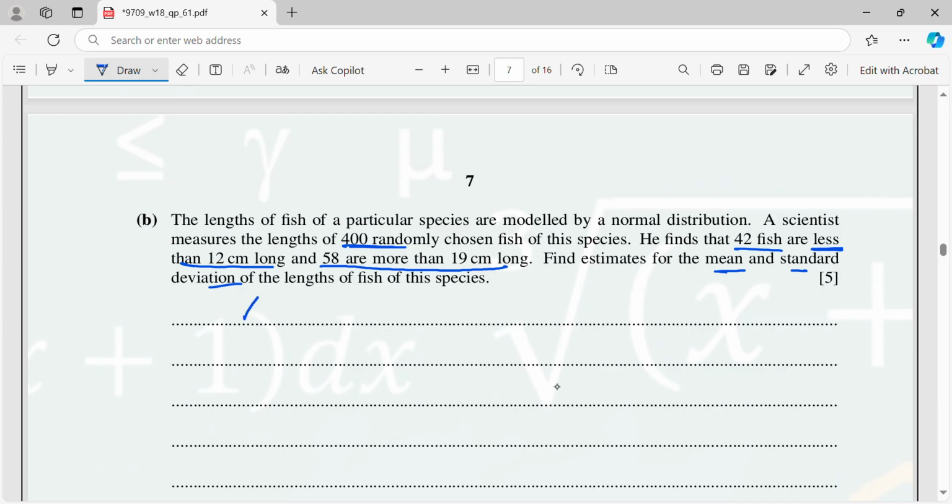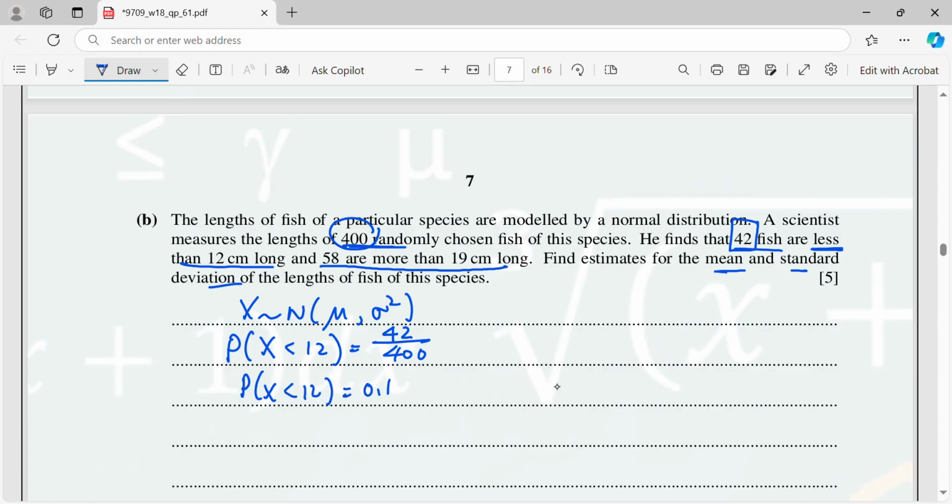Okay, so now basically the mean and variance are not given, so I will just write mu and sigma squared first. It's mentioned that out of 400, you find that 42 are less than 12 centimeters long. That means I can convert it into probability. So X is less than 12 centimeters long. That is 42 out of 400. Okay, so when you divide, that becomes the probability. So that means now here you are getting P(X less than 12) equals 0.105.